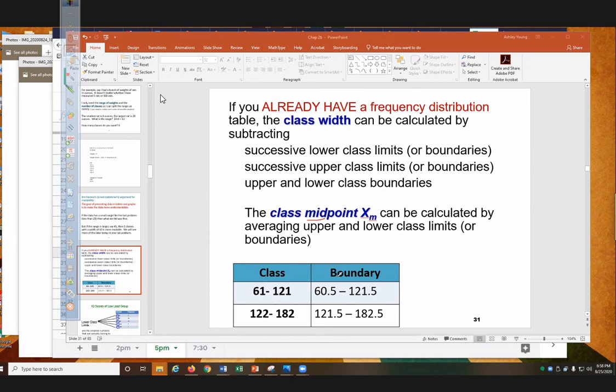So 61 plus 121 over 2. You're going to average them. This is the midpoint.